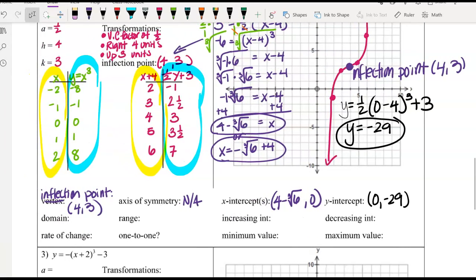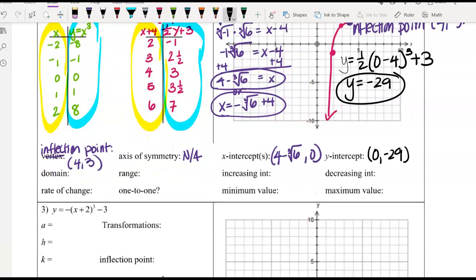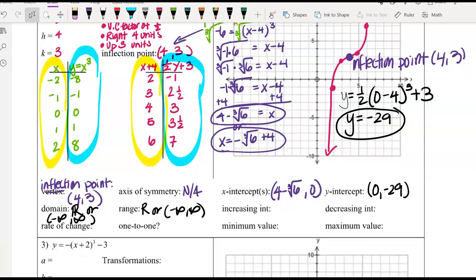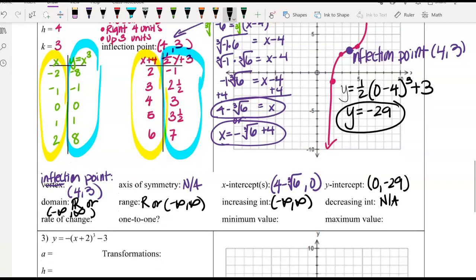All right, the domain and range for all cubic functions, students, is always going to be all reals. And yes, you can write all reals just like that, or if you like interval notation better, then you can even write from -infinity to infinity. Increasing, this one is going to be increasing indefinitely. So it's going to be from -infinity to infinity, the entire domain. That means there's nothing left for you to decrease.